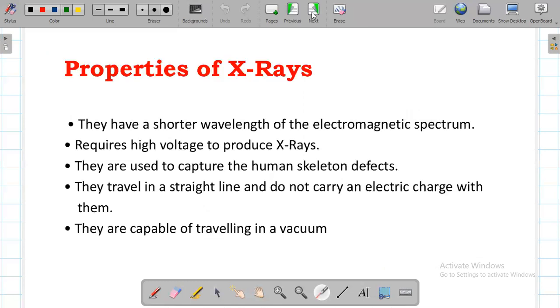Then the properties of X-rays: the shorter wavelength requires high voltage, they cause ionization, they always travel in a straight line, do not carry any electric charge, and are capable of traveling in a vacuum.